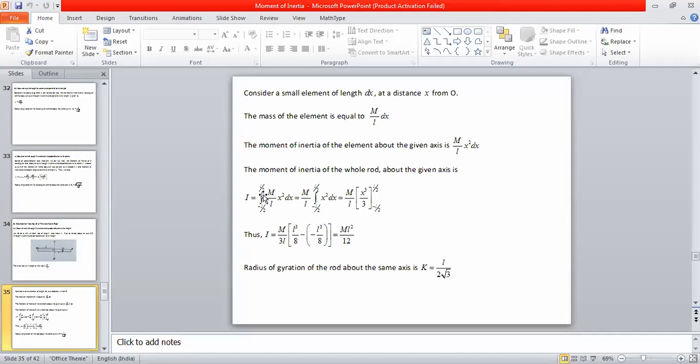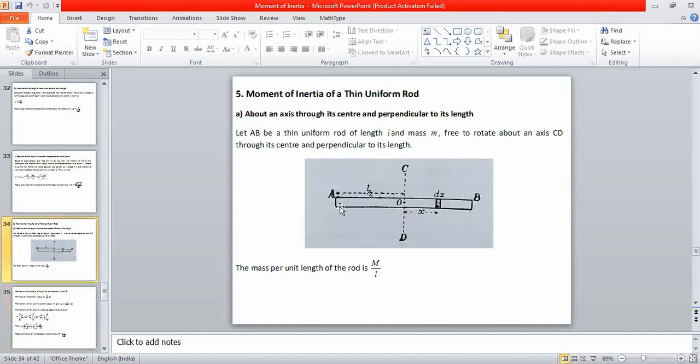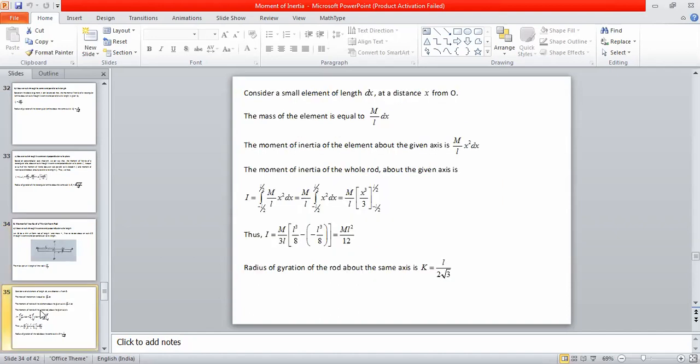But I have already told you we are not interested in the moment of inertia of the small portion, we are interested in the moment of inertia of the whole rod. So that is very simple. The moment of inertia of the entire rod, capital I, is given by the integral from minus L by 2 to plus L by 2. As seen in the diagram, end A has a coordinate of minus L by 2 and end B has a coordinate of plus L by 2. So the integral limits are minus L by 2 to plus L by 2 of the moment of inertia of the small element, which is M by L into x square into dx.